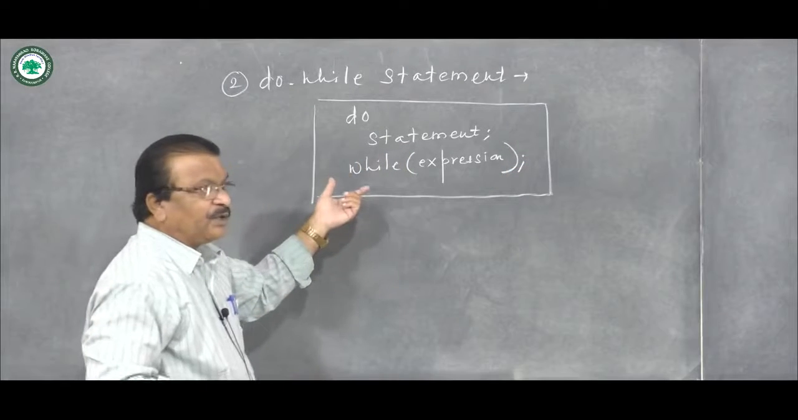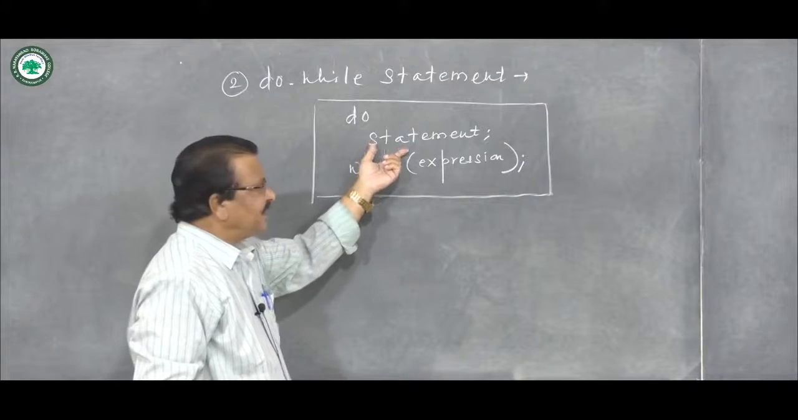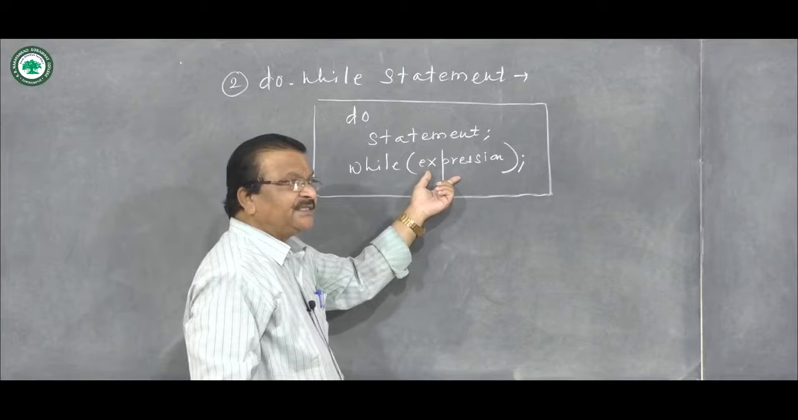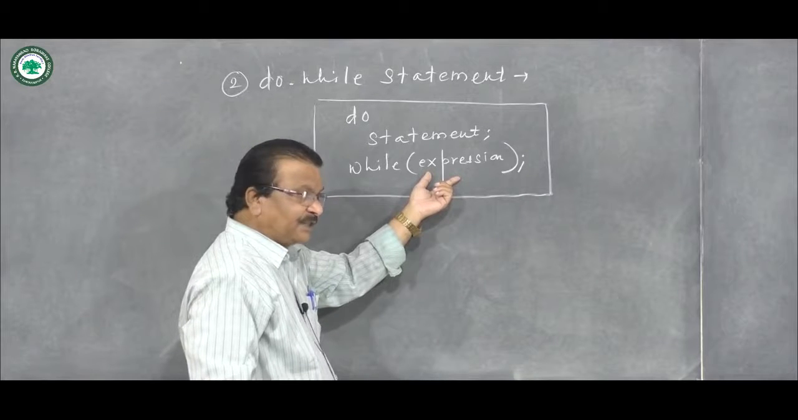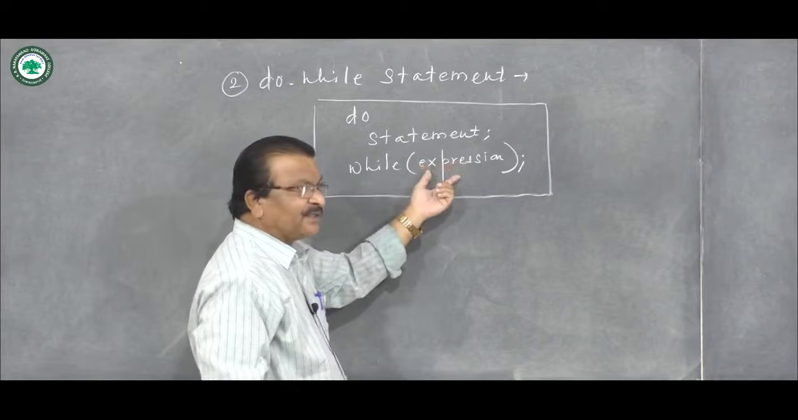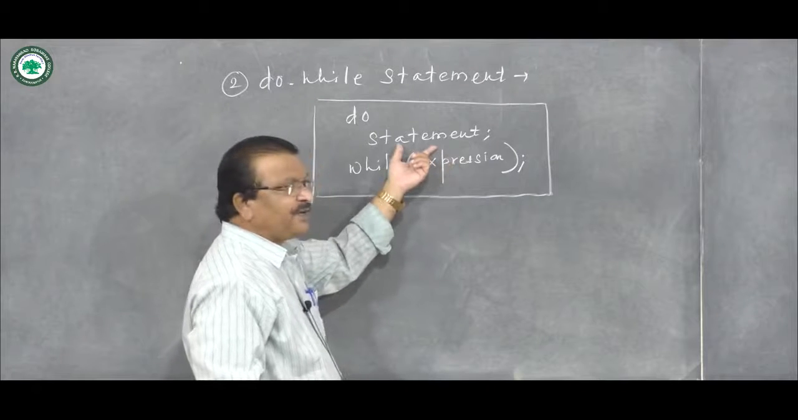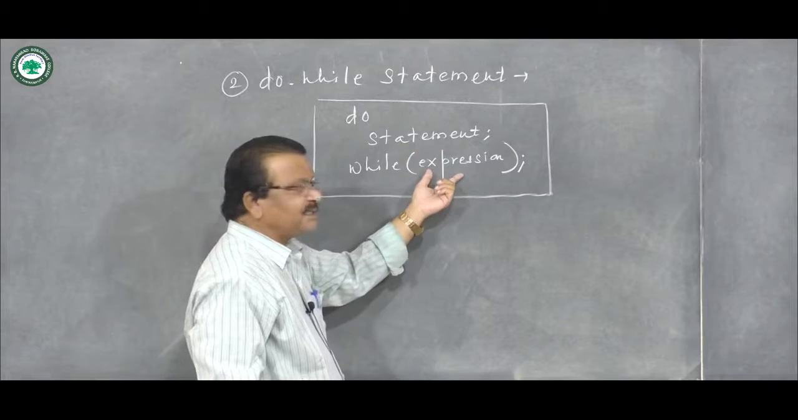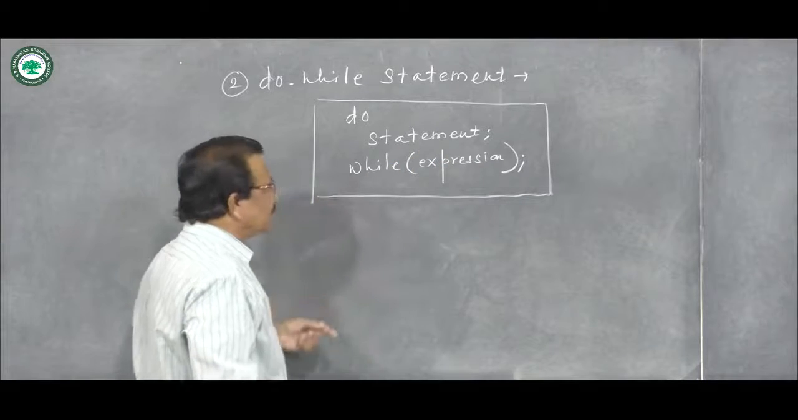How does this particular loop get executed? First the statement is executed, then the expression is evaluated, or the test condition is tested. If it is true, then the statement is executed again. So long as this expression is true, the statement will be executed, and as soon as the expression becomes false, the loop is terminated and control comes out.